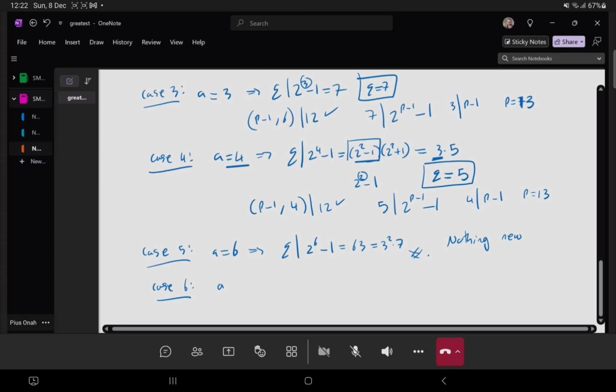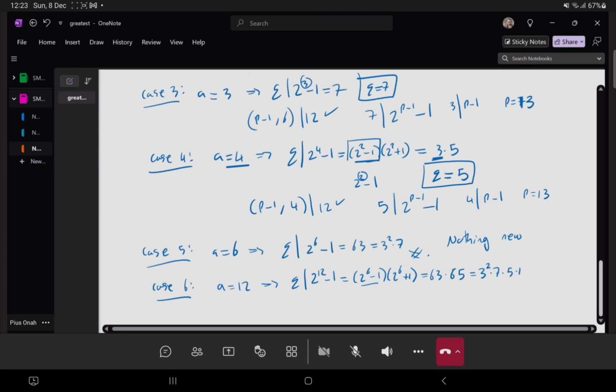Case 6. So this divides 2 to the power 12. Now this number is getting on the bigger side, so we just use our difference of 2 squares to write this as this. This part we already have here, 63. This is 65. So most of these are already repeated.